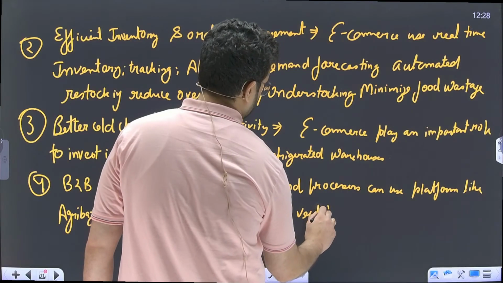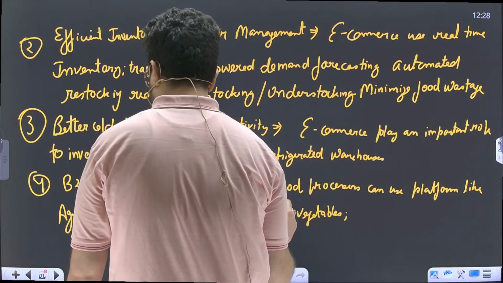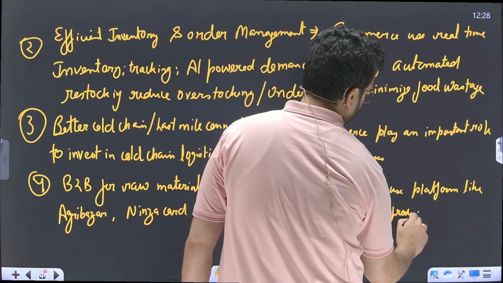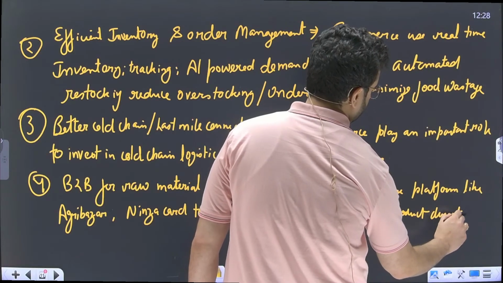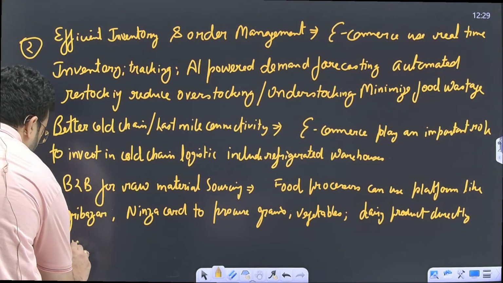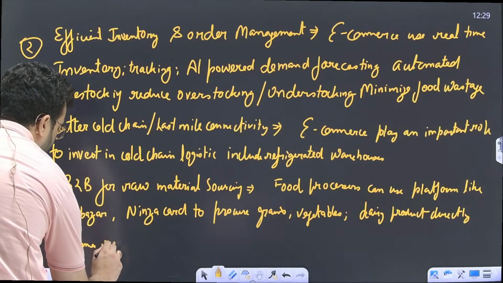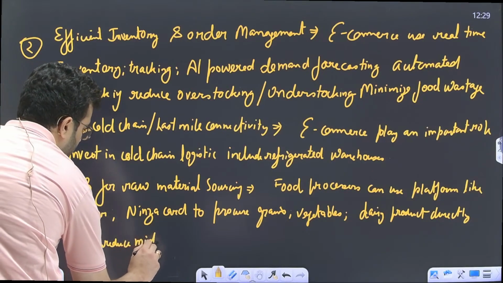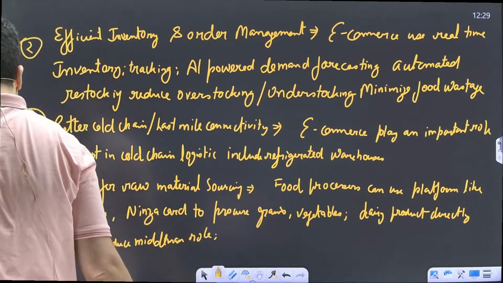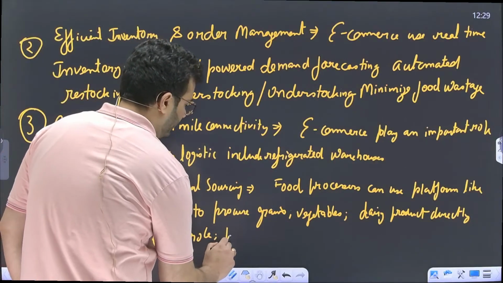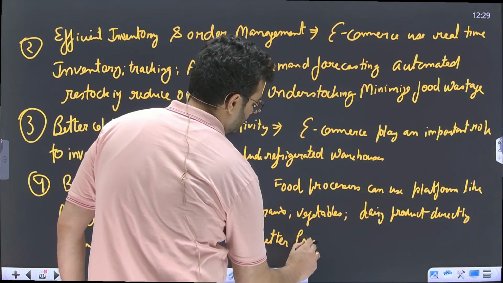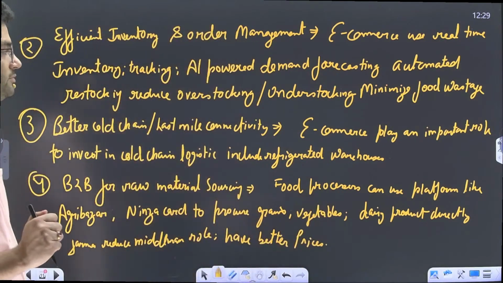vegetables, dairy products directly from farmers, reducing the middleman's role, and have better prices as well.